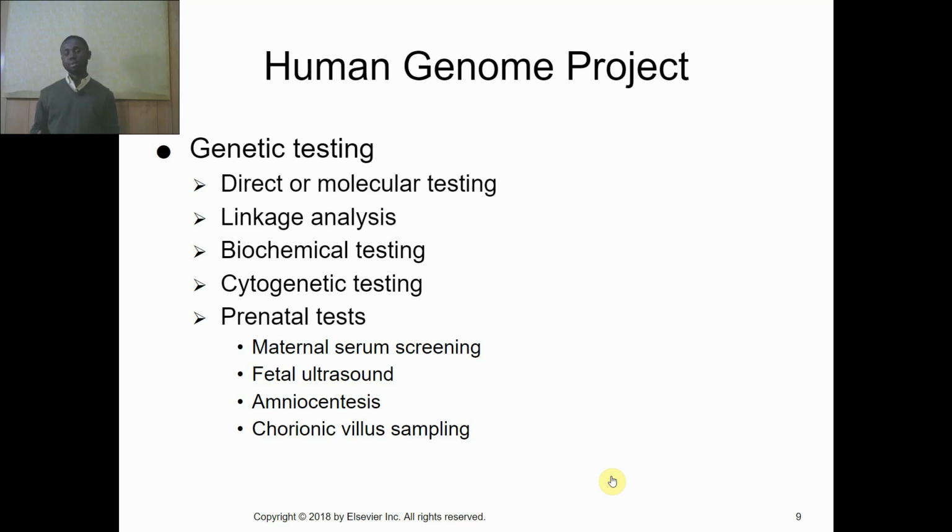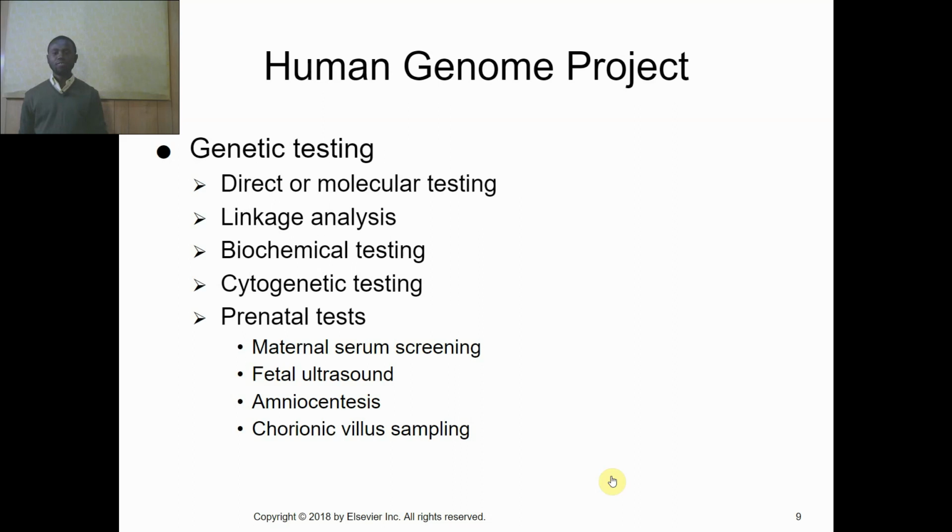Some examples of the benefits from this project include genetic testing. There are now direct or molecular testing that can be done. There is linkage analysis that can link certain genes to certain diseases, and biochemical testing. There are also prenatal tests that have been developed as a result of this, and these include maternal serum screening, which can pretty much identify certain genetic diseases in the early term of the pregnancy.